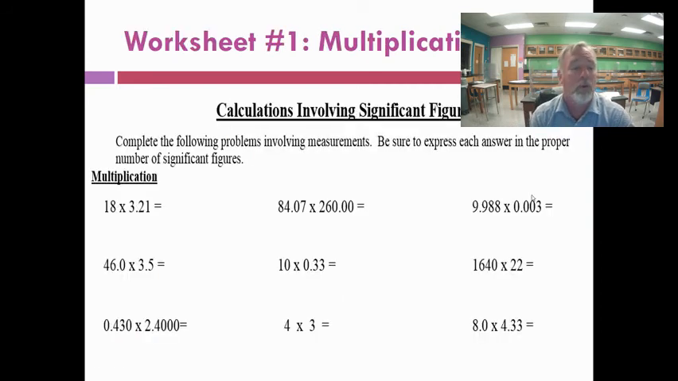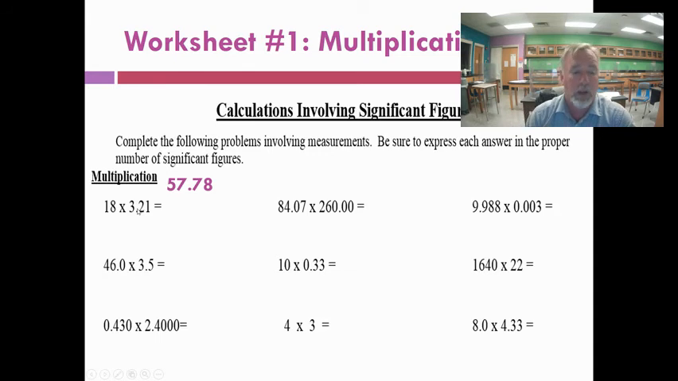So here's a couple quick calculations. I'll do a few, and then I'll ask you to do the rest. For practice, again, the answers will be in the answer key. So we're going to take this first one, 18 times 3.21. What do I want you to do? I want you to tell me how many sig figs are in each number. Your calculator is going to tell you that's 57.78.